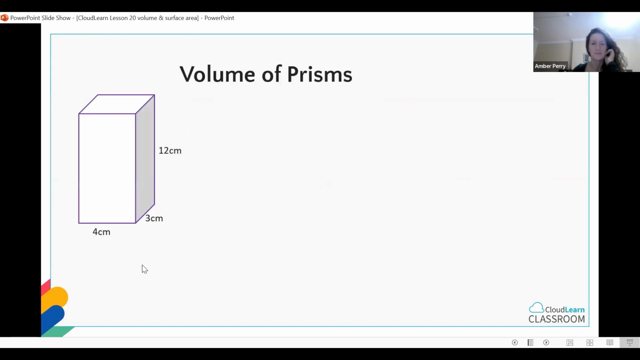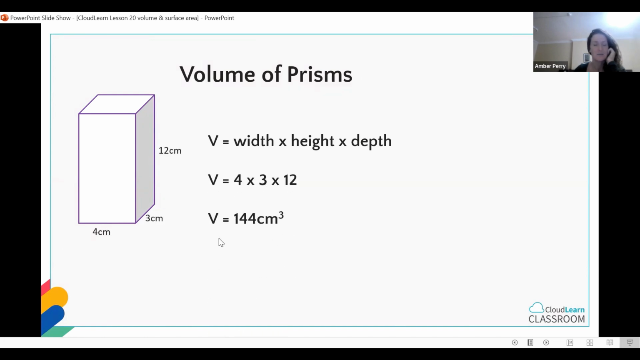Right, so let's go straight ahead and have a look at an example. In this example, the volume of this cuboid, we've got a width of 4, a length of 3, and a height of 12 there. So to find the volume of this one, we're simply going to multiply the width by the height by the depth. And we've got 4 times 3 times 12. So the volume of this one is going to be 144 centimeters cubed.